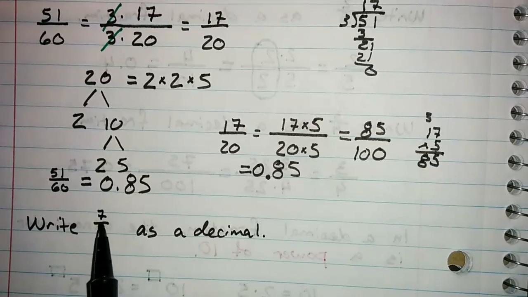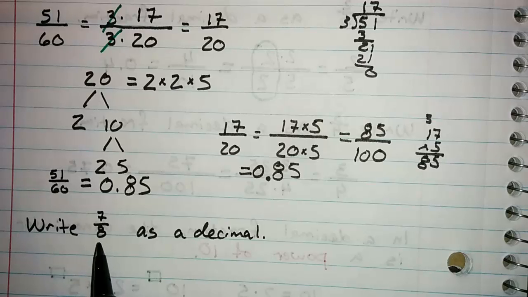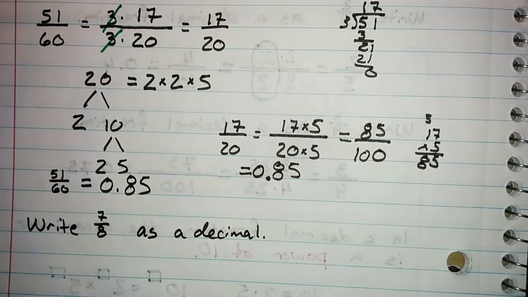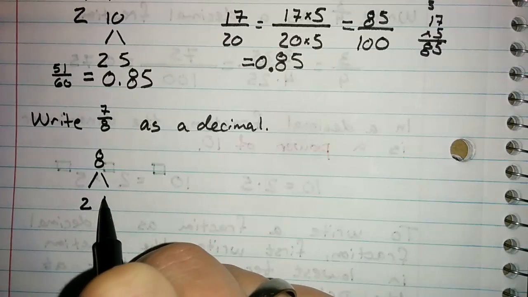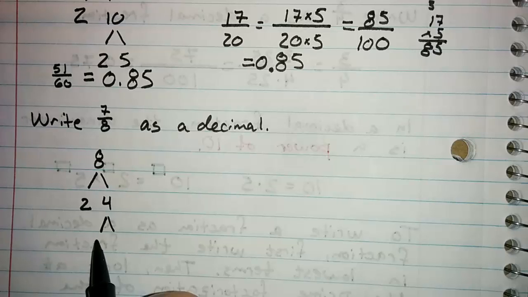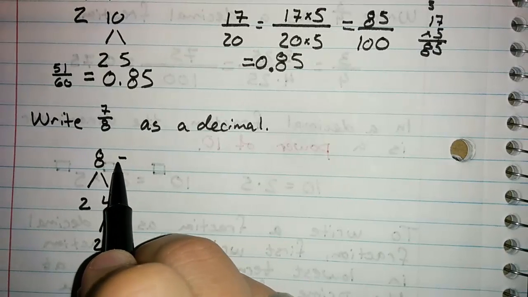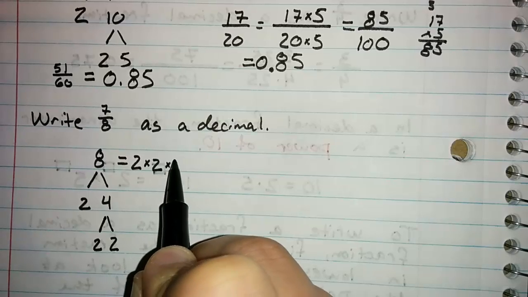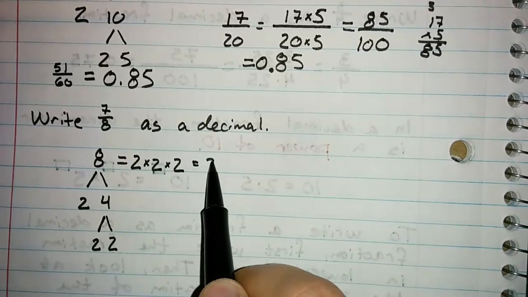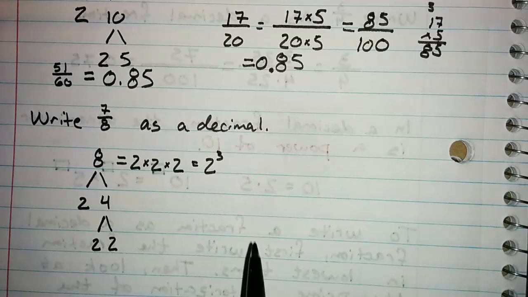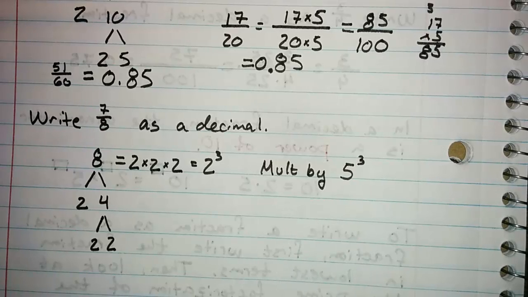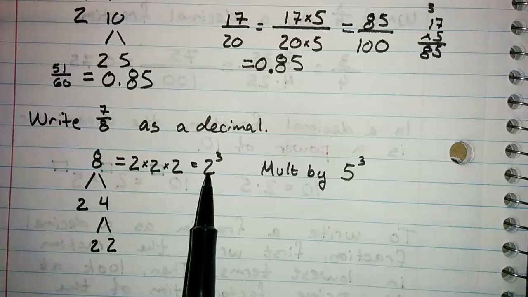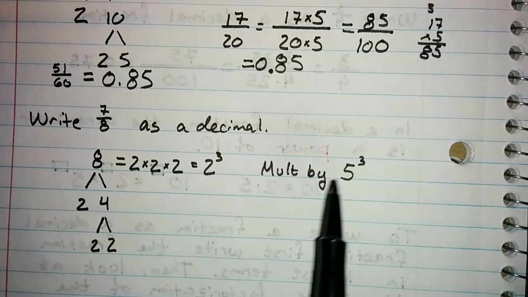Alright, well, 7 is a prime number. It's not a factor of 8. So 7/8 is already in lowest terms. Looking now at the prime factorization of 8, 8 is 2 times 4. 4 is 2 times 2. So 8 is 2 times 2 times 2, 2 to the third power. We'll want to multiply by 5 to the third power. Why 5? Why the third power? Well, because I've got 3 2's and no 5's.